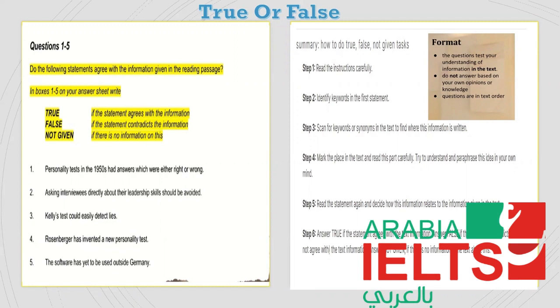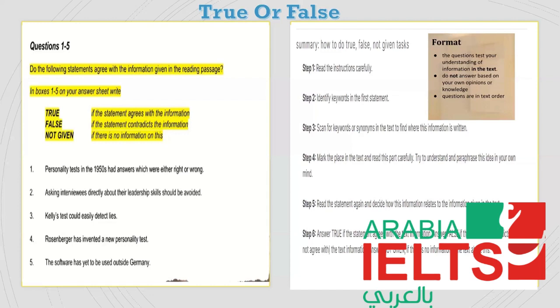Remember one thing: when you are dealing with factual information, like what we're dealing with right now in true, false, not given, there's no room to say that something is similar or nearly the same. We will now do the skill practice and we will understand better. So note that down, it's very important. Just because an answer looks like not given does not mean that there are no words or statements that match the words in the text.